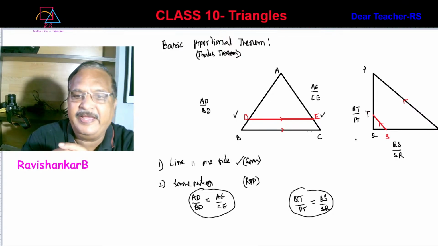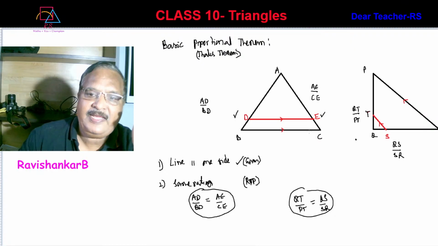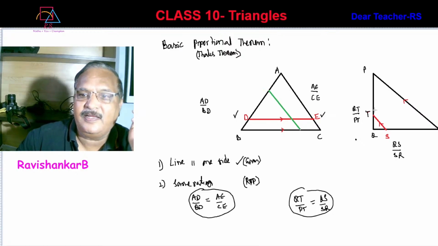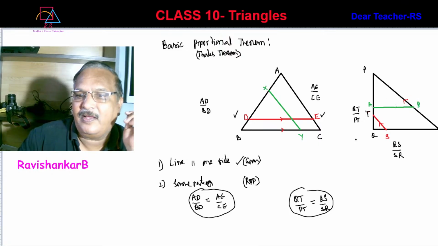Okay. Now I will take one more line parallel to one more side. I will take a green line. This is parallel to AC, and this is parallel to QR. I will name it: this is XY, and this is AB. I will write the parallel symbol also.